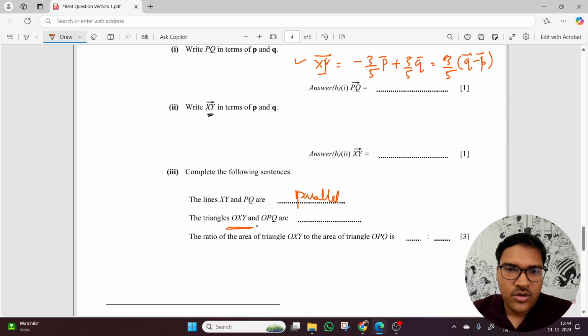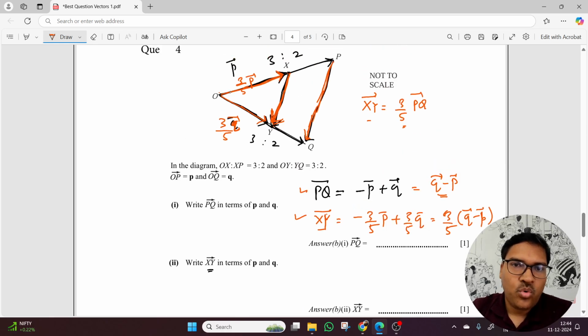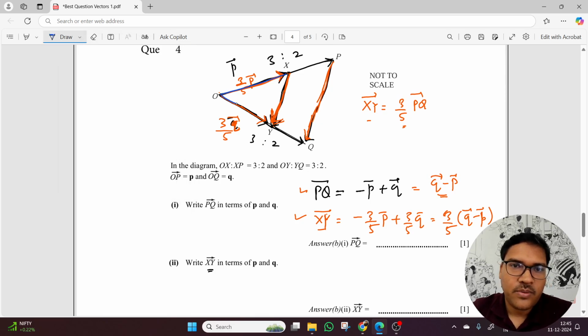Now the triangles OXY and OPQ. If you talk about these two triangles, this is one triangle, and this is another, the bigger triangle. Now you can clearly see this angle will be equal to this angle, and this angle will be equal to this angle because they are parallel lines. That means they are corresponding angles, and this is common.